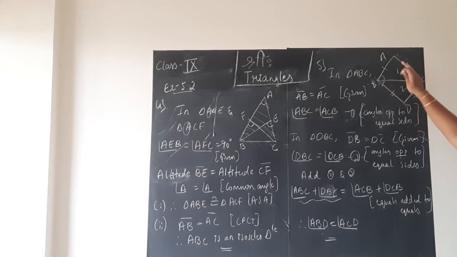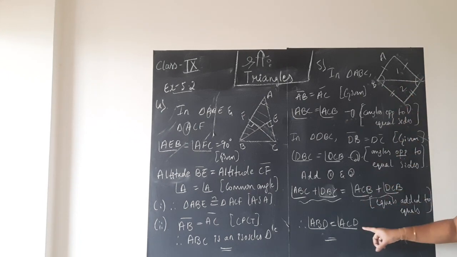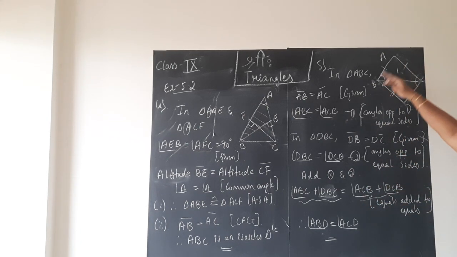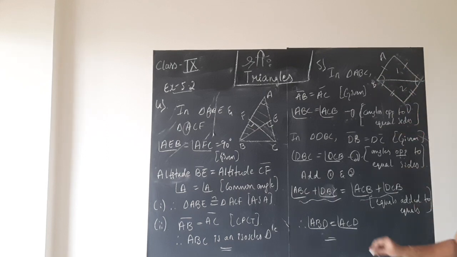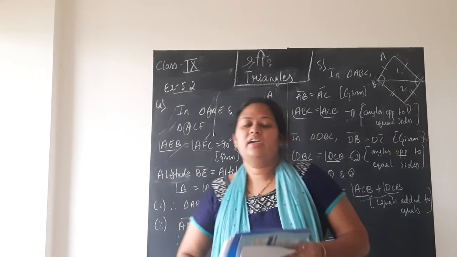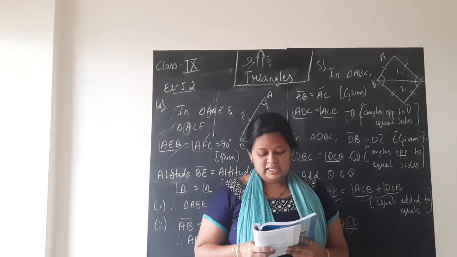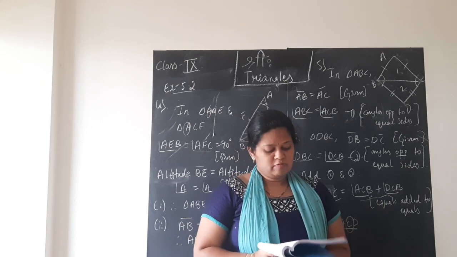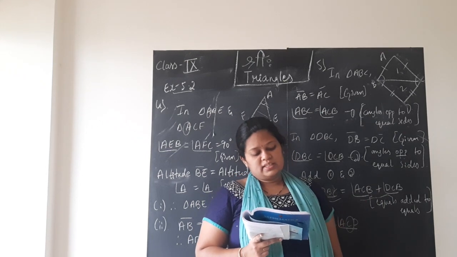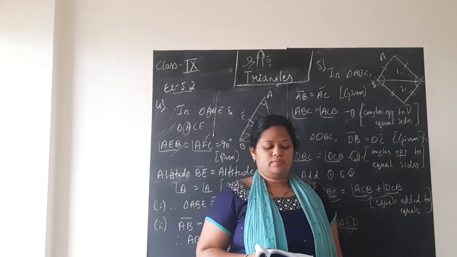Similarly, angle ACB plus angle BCD, or DCB, these two angles are equal to angle ACD. Hence we proved angle ABD is equal to angle ACD. That is, angle B equals angle C. We proved that solution. Very simple proof you have for that. This is about the fifth problem. As I said, the sixth problem is homework for you. Do it with the same concept. The seventh and eighth I will solve for you.